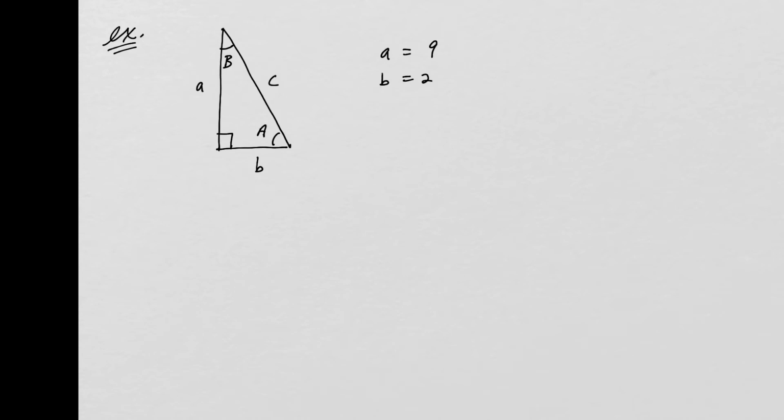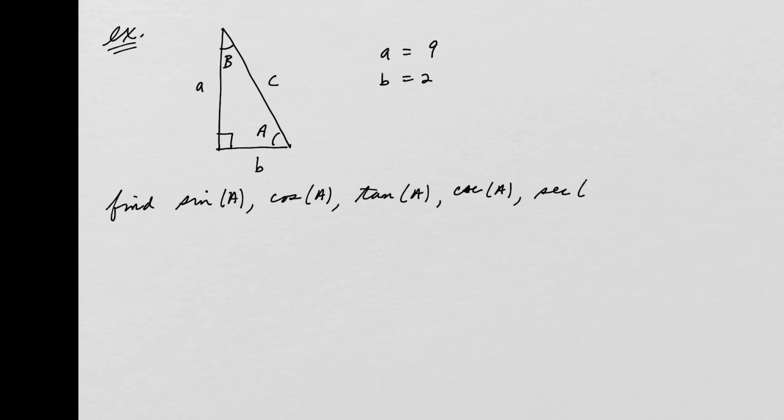And from that, we want to find the sine of angle A, cosine of angle A, tangent of angle A, cosecant of angle A, secant of angle A, and then cotangent of angle A.